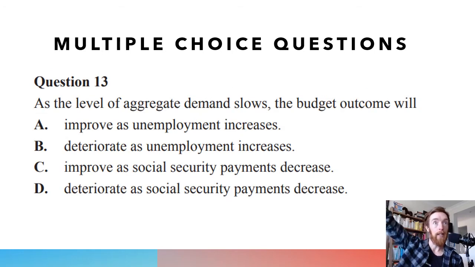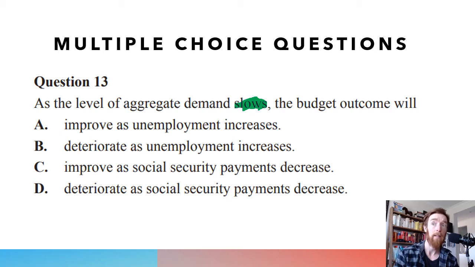All right, question 13. As the level of aggregate demand slows, so slows being important there, the budget outcome will. I really struggled with all these questions to find ones that don't just mash in other topics when you talk about unemployment. So a lot of what we're going to look at also has budgetary type stuff with it as well. And so the budget outcome will improve as unemployment increases.